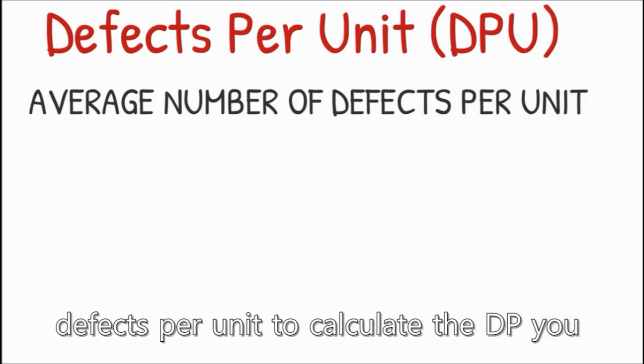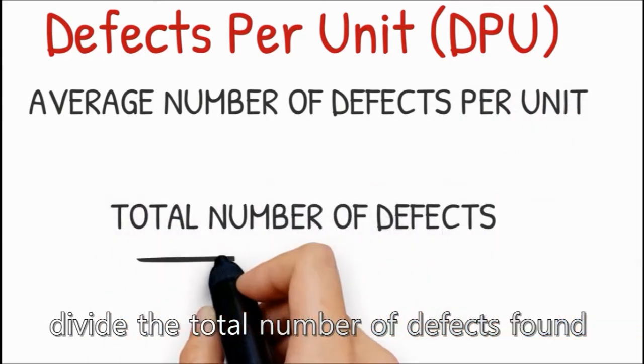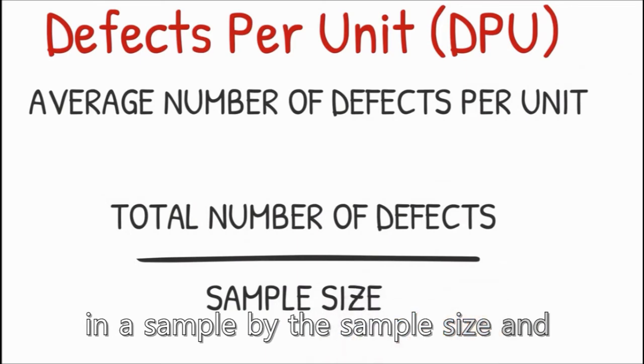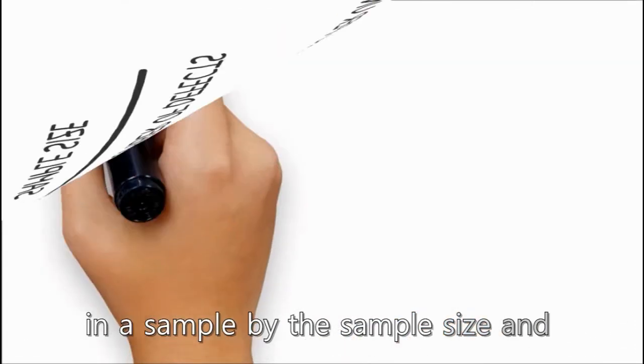Another alternative is to measure the defects per unit, or DPU, which yields the average number of defects per unit. To calculate the DPU, divide the total number of defects found in a sample by the sample size.